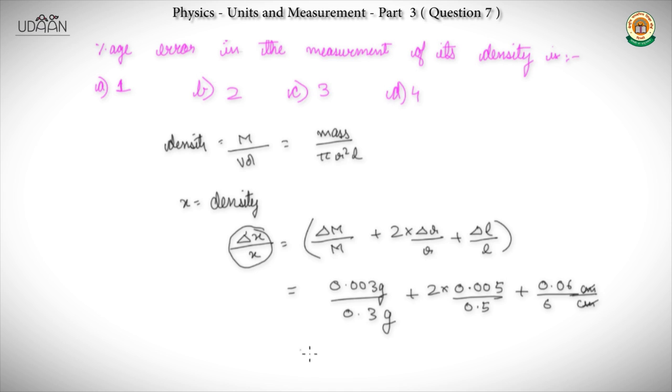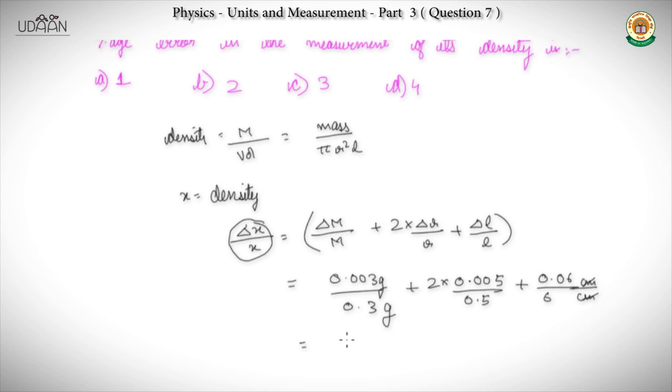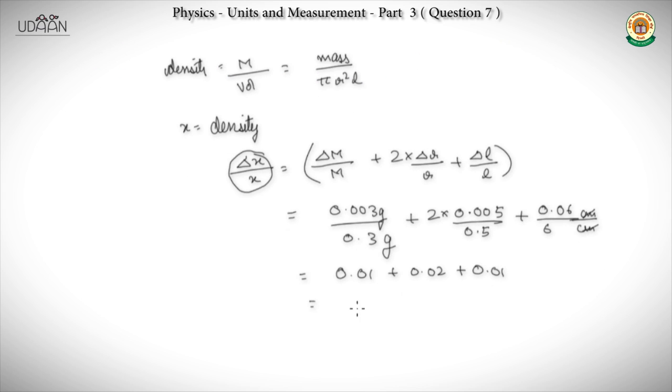Exactly. Fine. So this will come out to be 0.01 plus 0.02 plus 0.01 again. So this comes out to be 0.04 into 100, which will give you the percentage error, which is 4%. So therefore, option number D is correct.